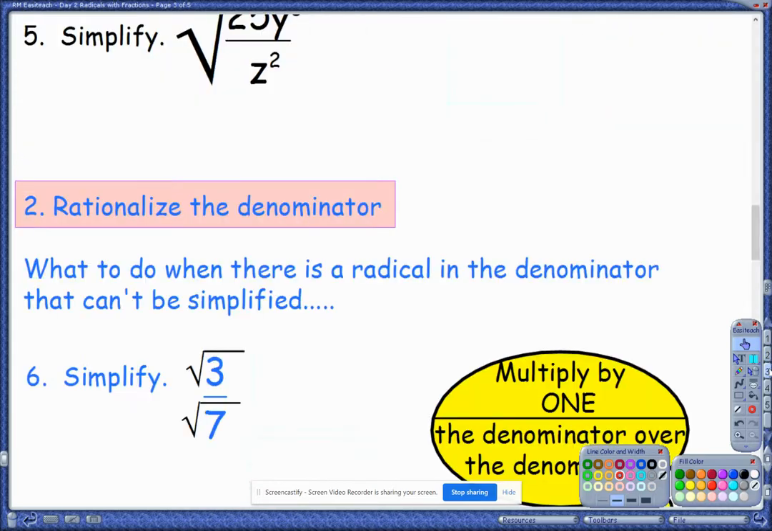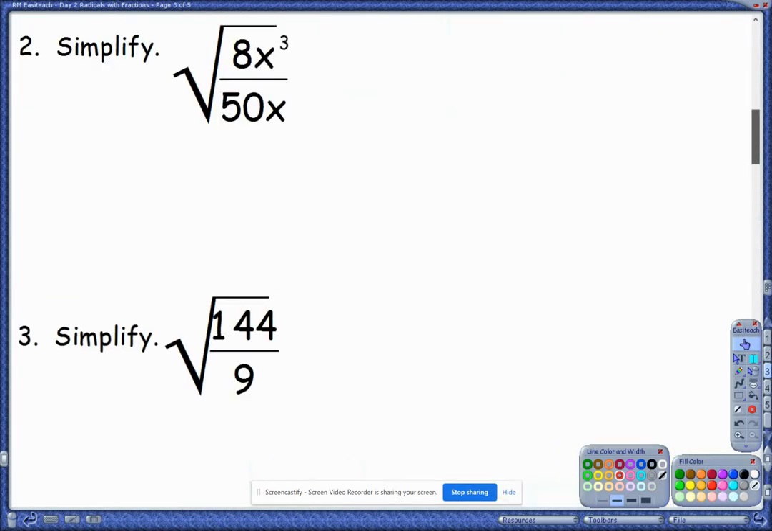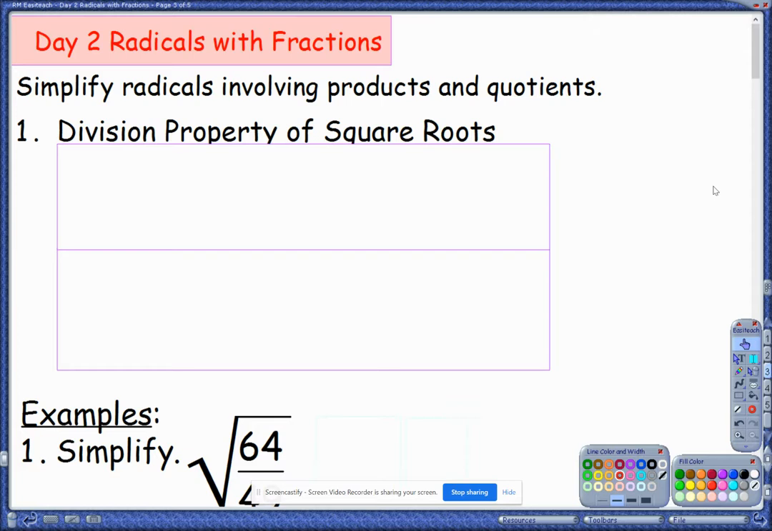So here we go. Day 2, radicals with fractions: how to simplify radicals that involve products and quotients.